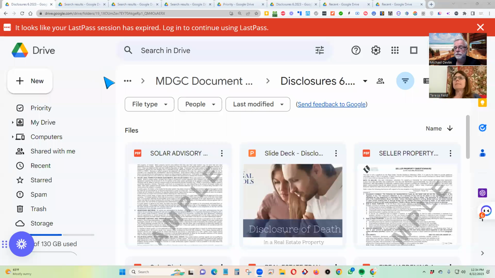So we pasted in links to the folder that I've collected stuff in. And this is part of the MDGC. Those of you that are on right now only have access to this particular folder unless you're part of the Michael.devlin group, by the way, with eXp Realty.